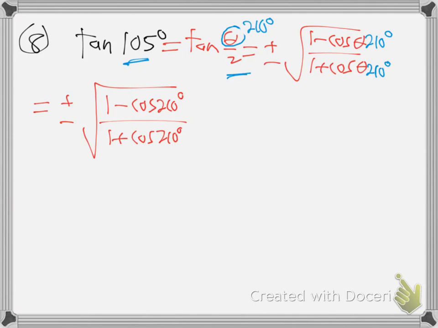Oh, wait, never mind. Which angle should we use, the 105 or the 210? What are we really figuring out here? Because this is the sign in front of the whole thing, isn't it? Plus or minus, that's in front of the whole thing. So it's the 105 we want to look at. It's in the second quadrant, so it's negative. Everybody see that? It's the 105 that we're really figuring out. We're using 210 to help us, but what we're really answering is what is the tangent of 105, aren't we?